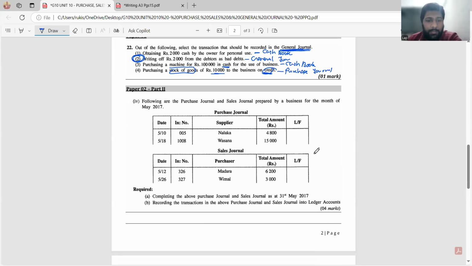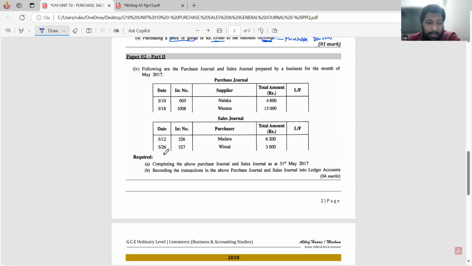Next, what they ask. Following are the purchase journal and sales journal prepared by a business for the month of May. Completing the above purchase journal and sales journal as at 31st March 2017. So they are asking us to complete it. How to complete? Very simple. You have to sketch it again from the beginning, and do it quickly.